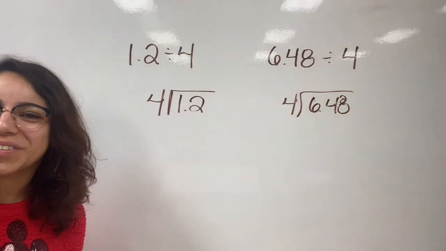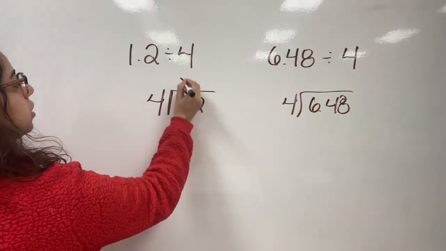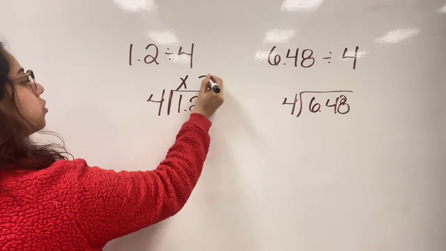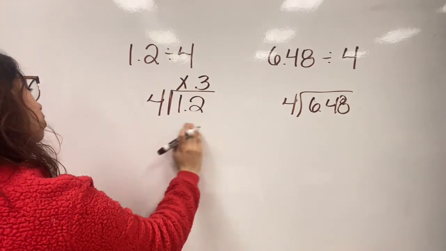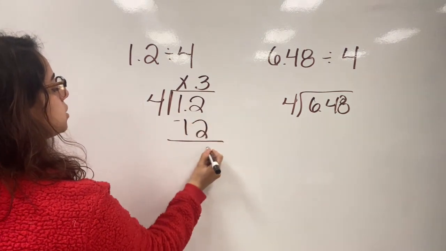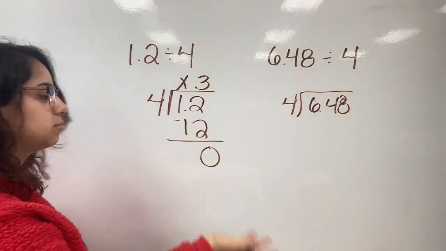Ahora sí podemos comenzar. 4 goes into 1, it can't. 4 no puede ir en 1. And now 4 goes into 12 3 times. Ahora va 4 en 12 3 veces. Find the difference, encontrar la diferencia. And there's no remainder. Nada nos sobra.